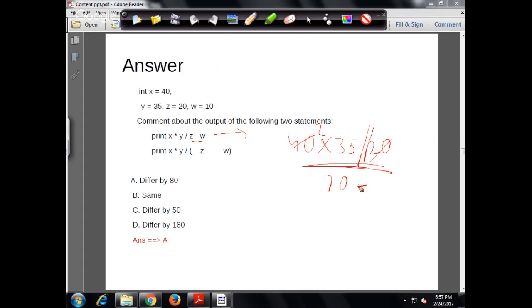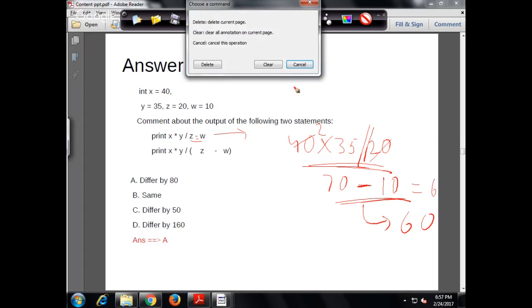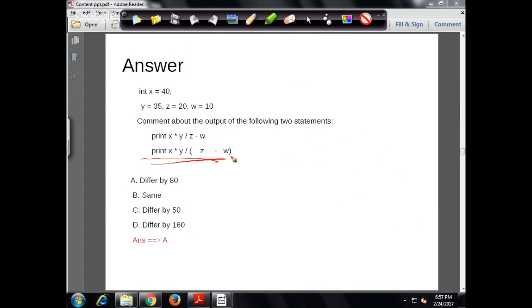70, and then this will be subtracted from w, which is 10. So the answer for the first expression will be 60. Okay, so 60 is the answer for the first expression. Now let me just clear and show the evaluation of the second expression. Now in the second expression, we have over here a bracket, right?